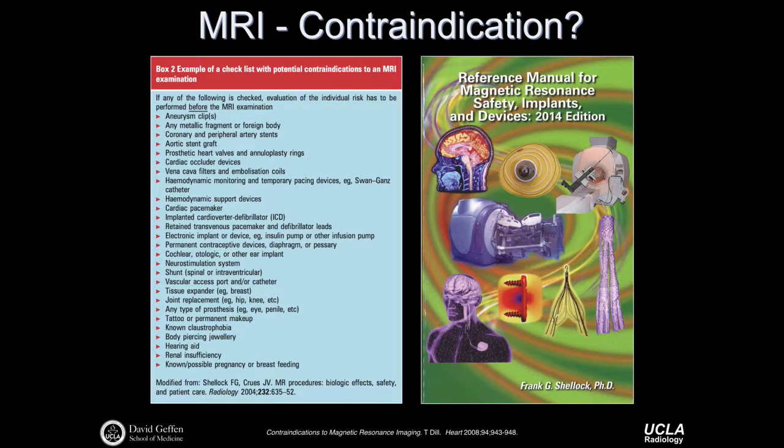Fortunately, on the right-hand side is a reference manual for magnetic resonance safety, specifically implants and devices, and it's an encyclopedic index of what's known about the safety of a very large range of devices. And typically this reference manual can be found at most MR scanners, so that the technicians can identify whether or not a patient has a high level of risk prior to an MRI exam.